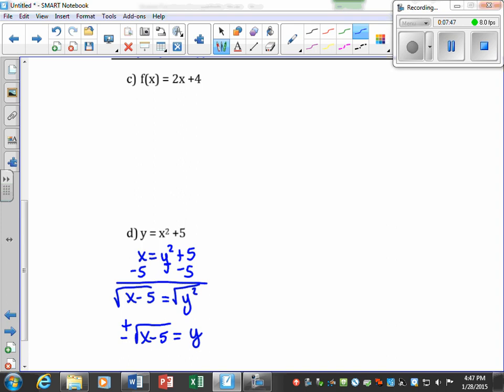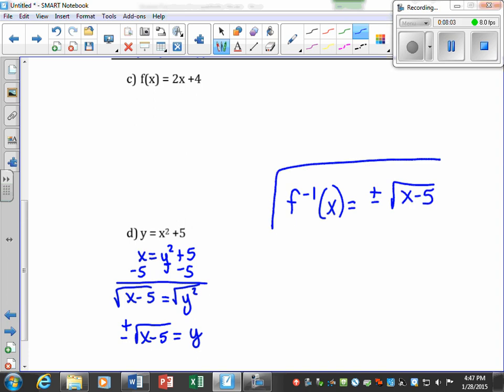Now my last step is I want to interchange this y with f inverse of x notation, and then if y is equal to this, it's going to be our inverse, so it's going to be plus or minus the square root of x minus 5. This will be your inverse.